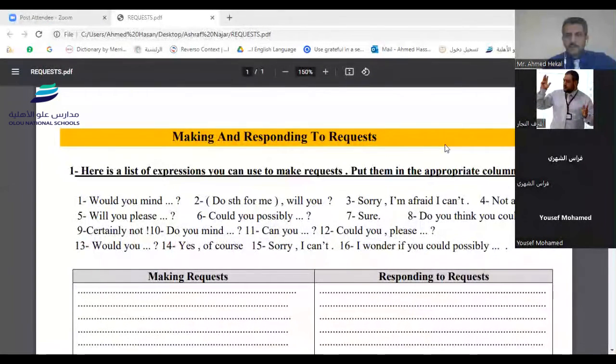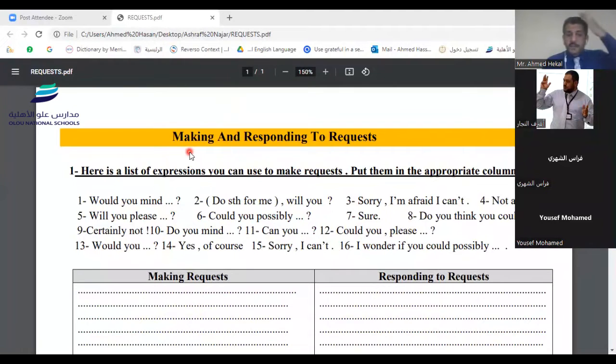Guys, let's get back to our topic today. In this session, we are going to discuss 3 points. The first one is requests, how to make requests and how to respond or reply to a request. I will start sharing a file with you now, and please confirm if you can see the file. Okay, can you see the file on the board now? Is it clear? Okay, let's go ahead.